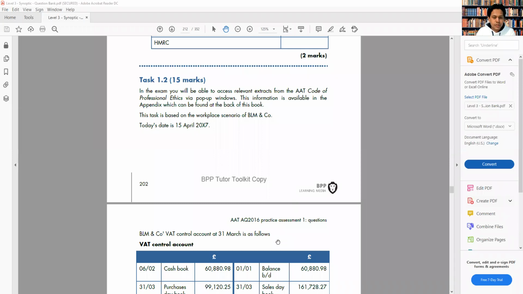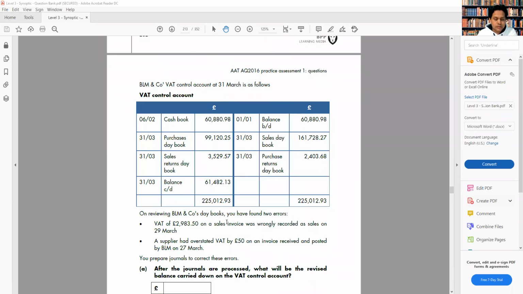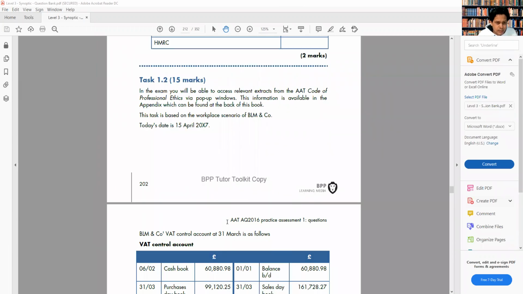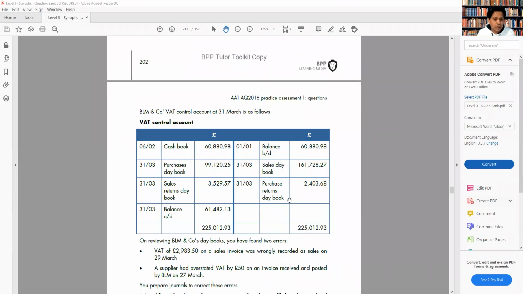Tax 1.2. This is the calculation bit, a little bit from the ethics. Let's have a look. It says VAT control account. We know the VAT control account anyway. This task is based on the workplace scenario of BLM and Co. In this question, we can see a VAT control account is already prepared. BLM and Co VAT control account at 31st of March is as follows.